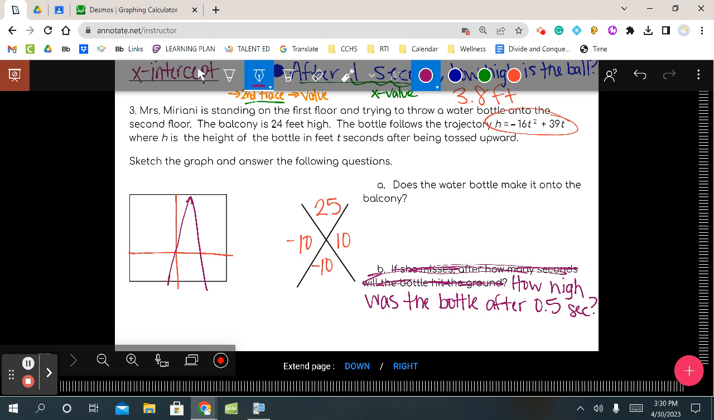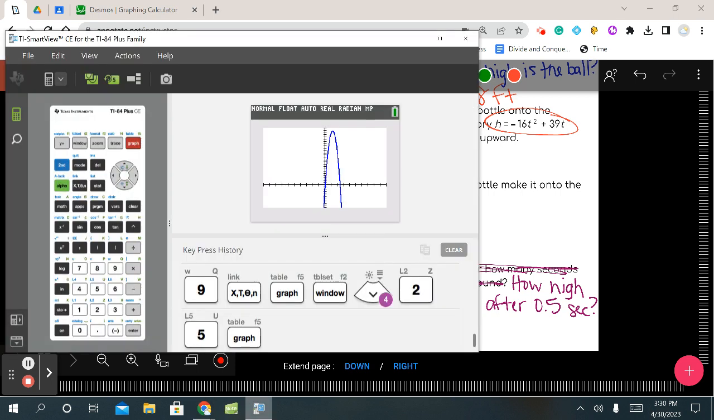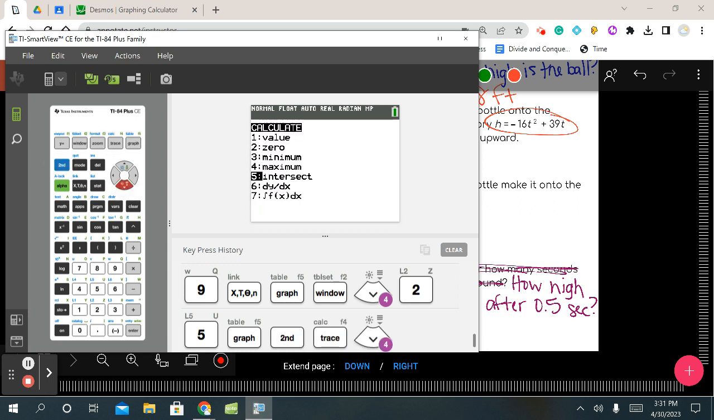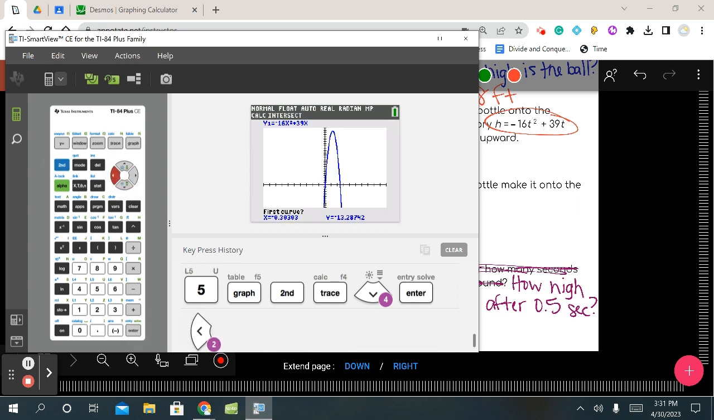Okay, so I need to find that vertex. That's a max. So second trace, go down to max. I want it on my left side, and then I want it on my right side. Press enter again because we don't want to guess.